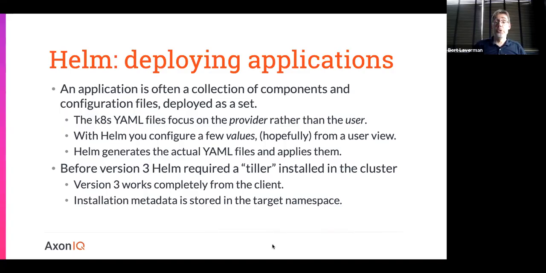Helm version 2 still required the installation of a super user tiller into the cluster. Helm version 3 uses the client capabilities, so everything is done using kubectl commands and works completely remote.